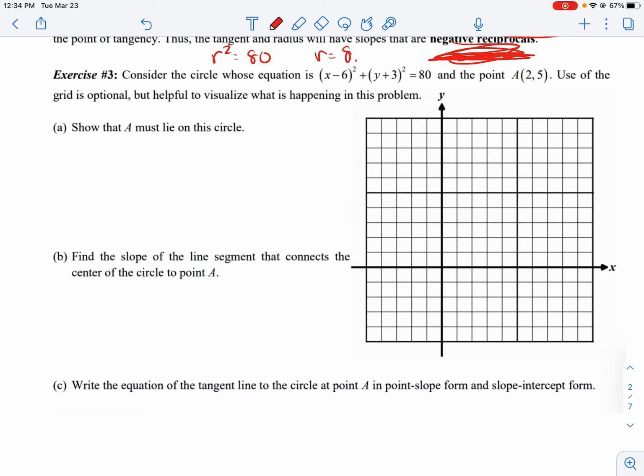8.94. So I'm just going to run it at 8.9. So our radius is almost 9, right? I mean, 81 would have been perfect. But, of course, it's not, right? So let's put this guy on the graph.